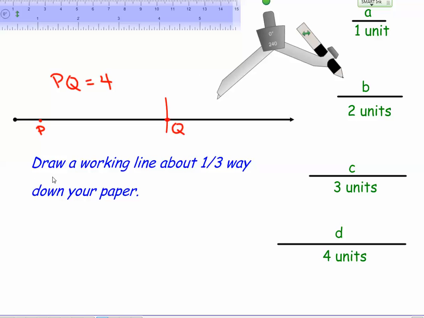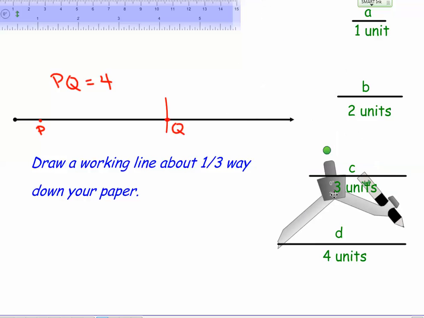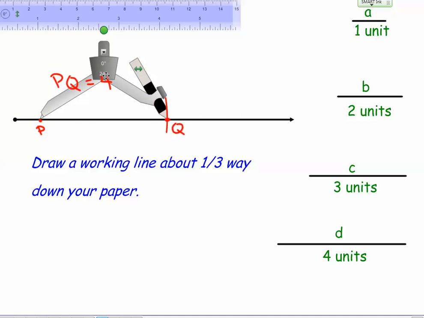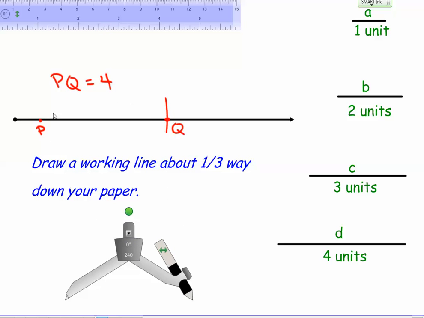So we started off by just copying segment D. I said you always begin by drawing a working line about a third of the way down your paper. So we used the straight edge to make our working line. Then we used our compass, and we put the center of our compass, which is a sharp point, on the left side of D, and we opened our compass to be the length of D. So we put the pencil on the other end, and we moved our compass and put it on point P, and we drew an arc. Because of that arc, the distance from P to Q is the same as the length of D. I know that PQ is equal to 4.